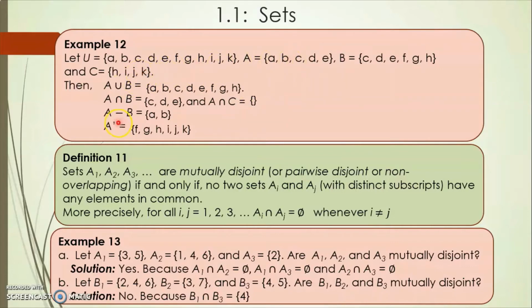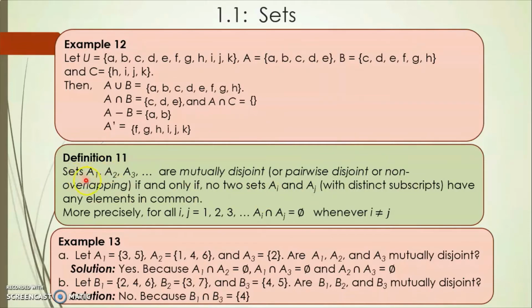To find the difference between set A and B, you need to do it like this. First, you need to find out what are the identical elements that exist in both sets. Then you have A, B, C, D, E, and here only C, D, E. Then you subtract C, D, E from A, B, C, D, E, and you will remain with A and B. And then for A prime, which is the complement of set A, you just need to list down all the elements that exist in the universal set but do not exist in set A.